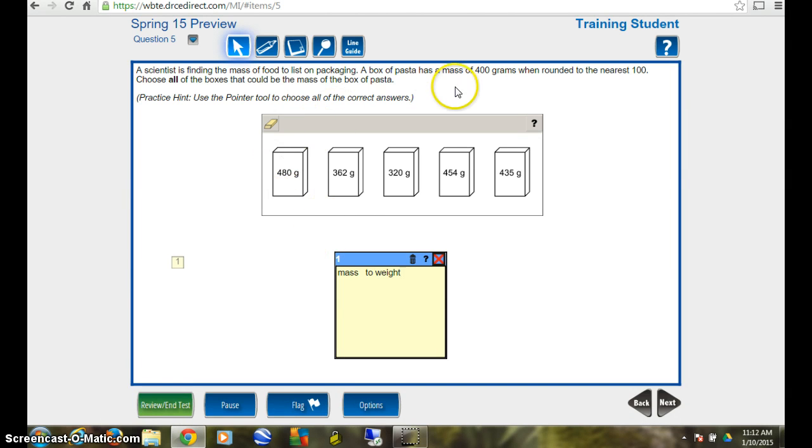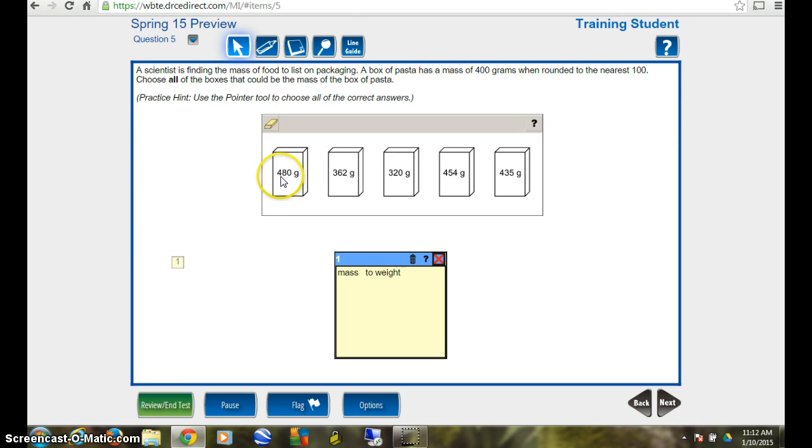So the question is asking, and once again, we can reread to really understand. They want us to find the mass of food in the packaging. A box of pasta has a mass of 400 grams. That is relative to weight. When rounded to the nearest 100, they want us to choose all the boxes that could be the mass of the box of pasta if we would round it off to the nearest 100. Because we're dealing with 400, we're either going to round it off to 300, 400, 500, but we're rounding off to 400.